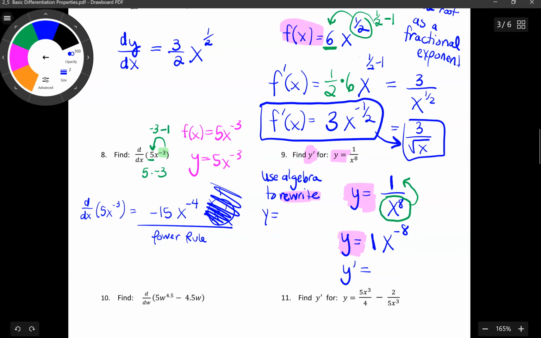So I drop the exponent down to the front. 1 times negative 8 is going to be negative 8. I rewrite my base. I take the exponent and decrease it by 1. So that's going to be a negative 9. And then technically I tack on the derivative of the base, which is just a 1, which I don't need.